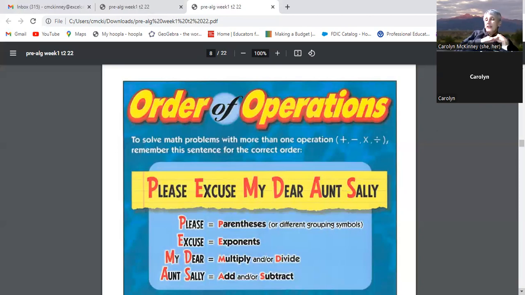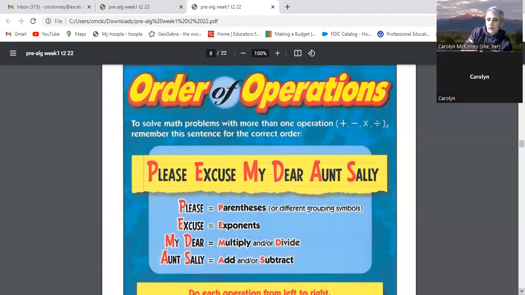And then multiplication and division. Remember I said my dear describes her? Multiplication and division, just left to right in the order that they appear. Do not skip over division to do multiplication. Just go left to right. And then addition and subtraction come last. Again, if it's intended that we break those last rules, that's when they usually use parentheses, because then it forces you to do addition and subtraction first.